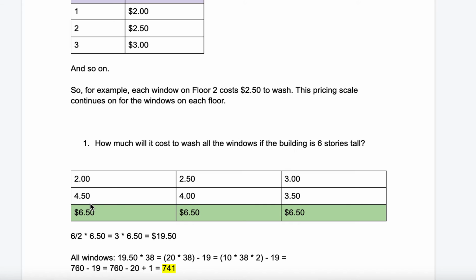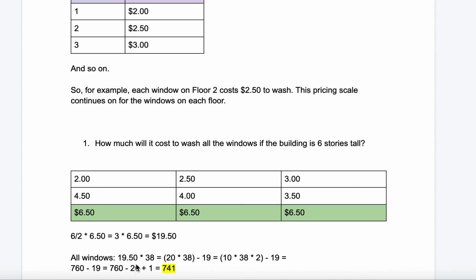one strip of windows vertically from the bottom up to the top. Now, this maybe isn't a necessary strategy for 6 stories, but you'll definitely want this if this is a 30-story building or 100-story building or whatever. So once we figure this out, we have $19.50. We just have to multiply this by the number of windows per floor, which is 38.